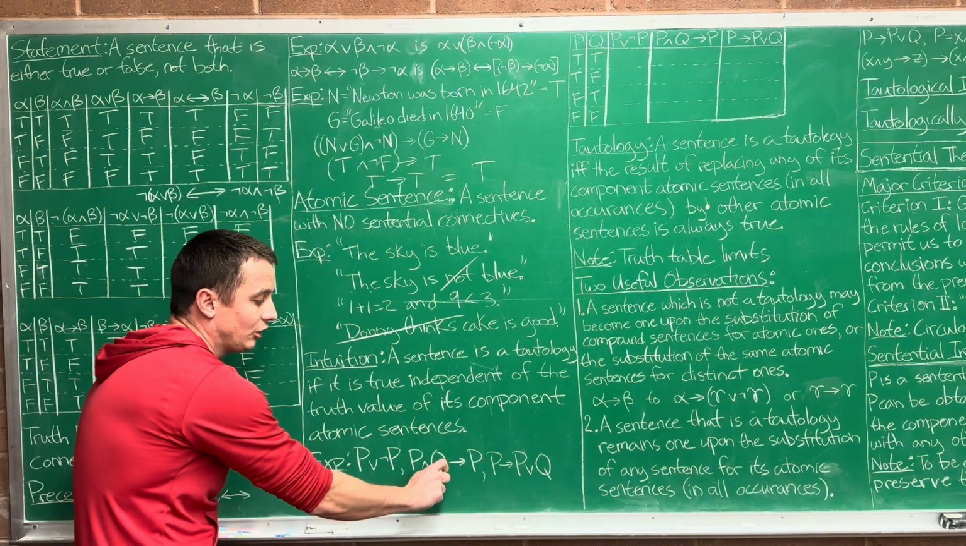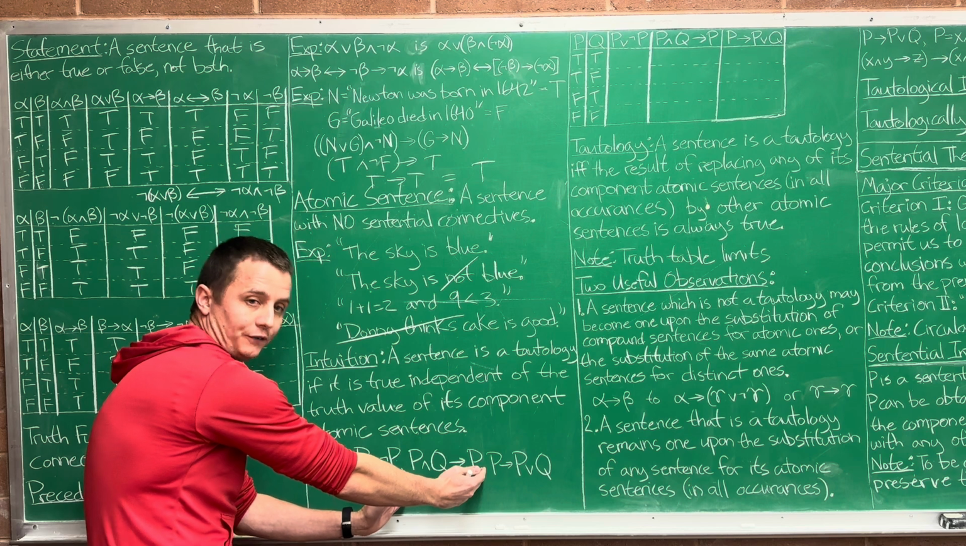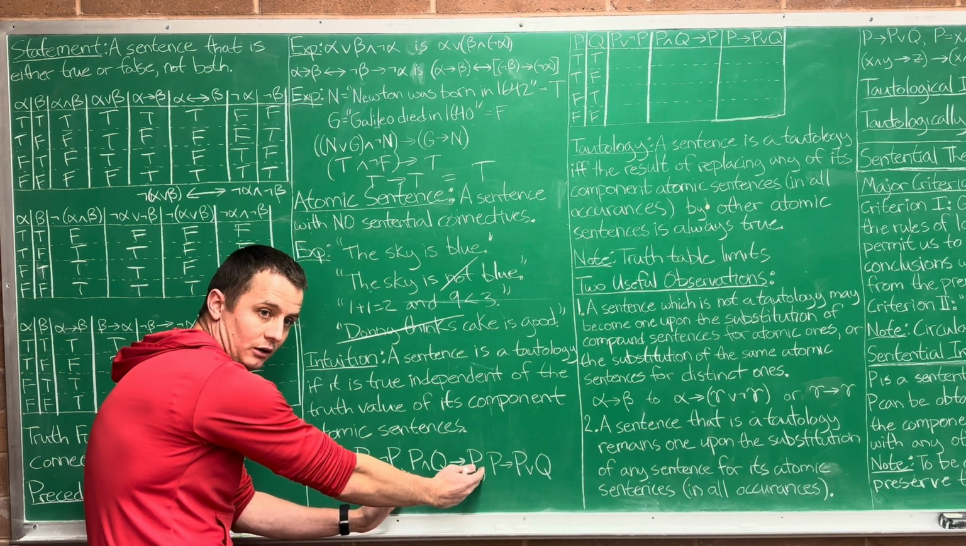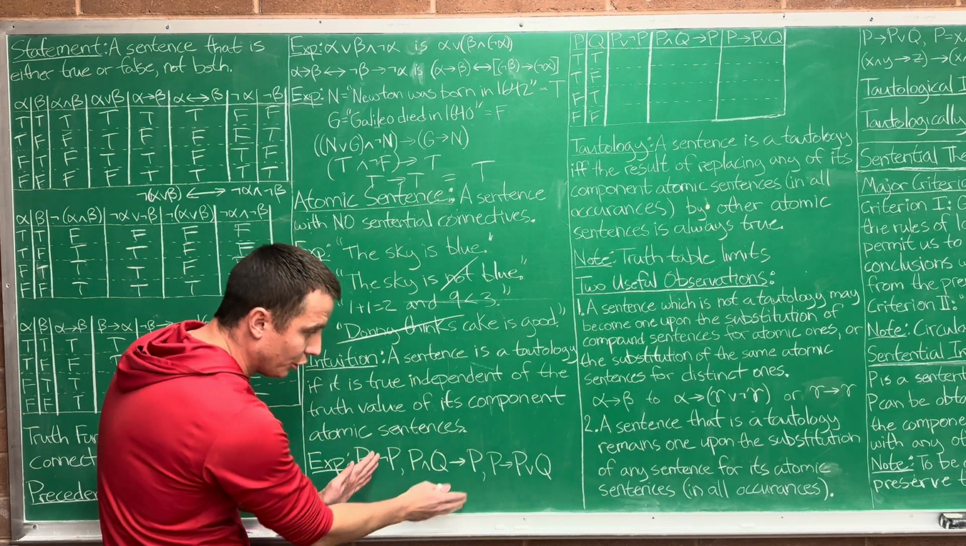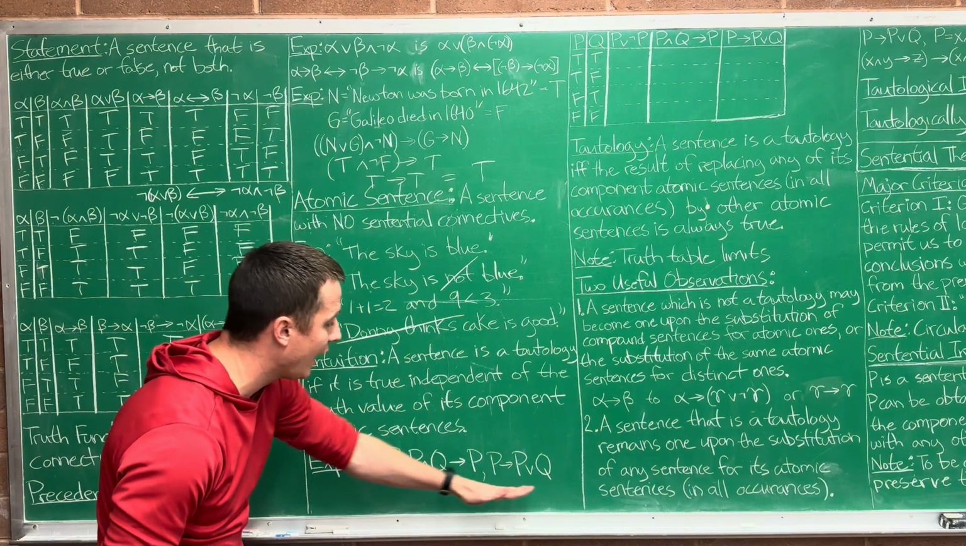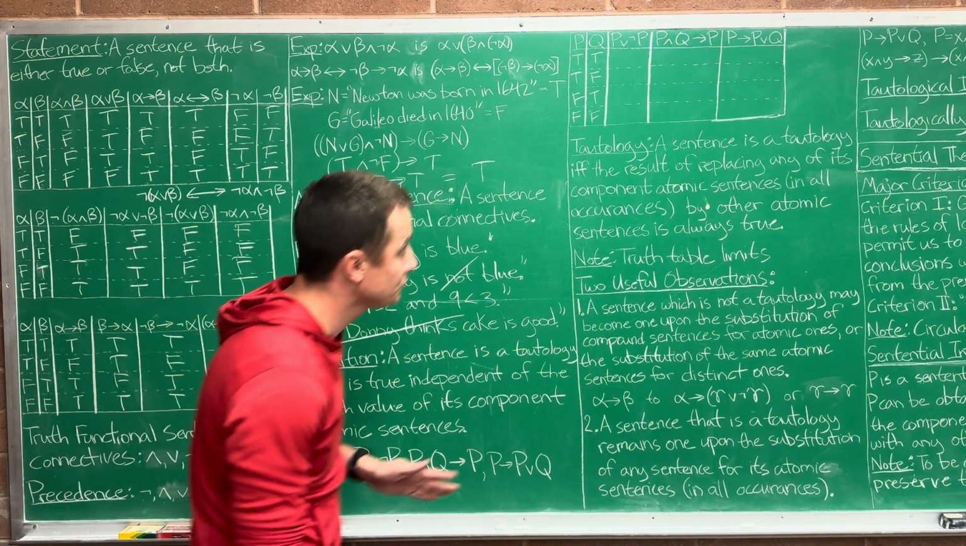Here's another one. P and Q implies P. No matter the truth or falsity you plug in for P and Q, when you write out its truth table, it's going to be true, true, true. And similarly for this one. So we're going to write out the truth tables and actually see this in action.